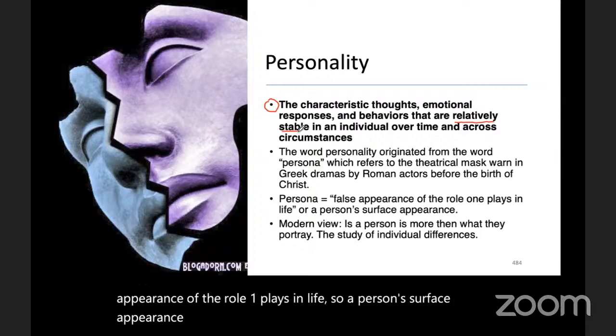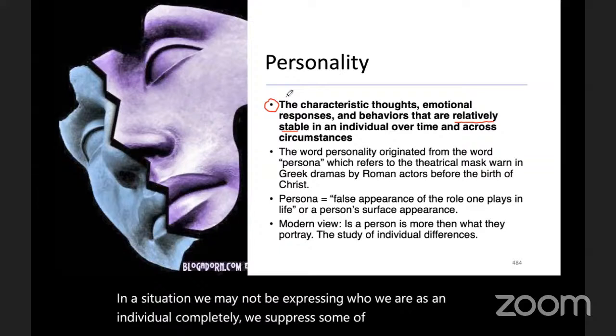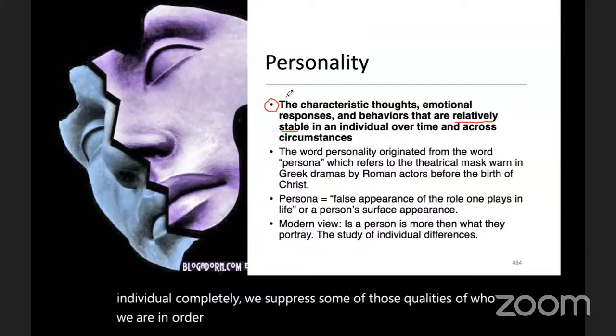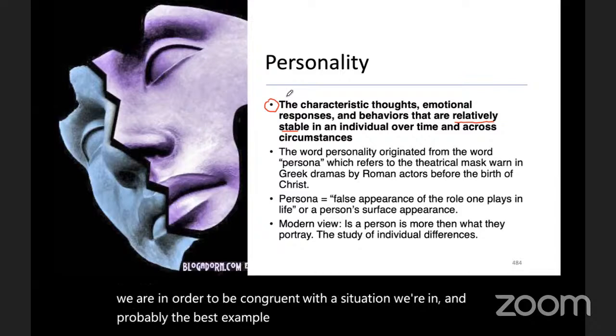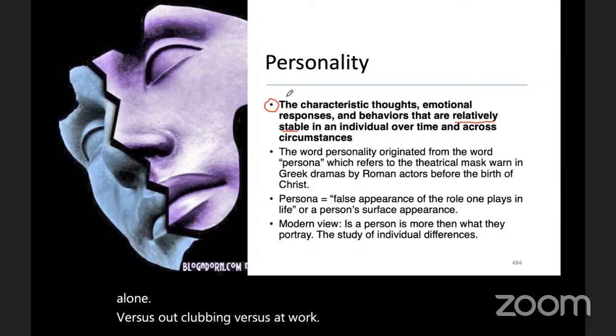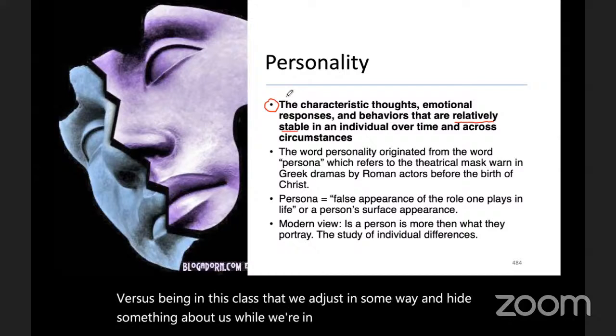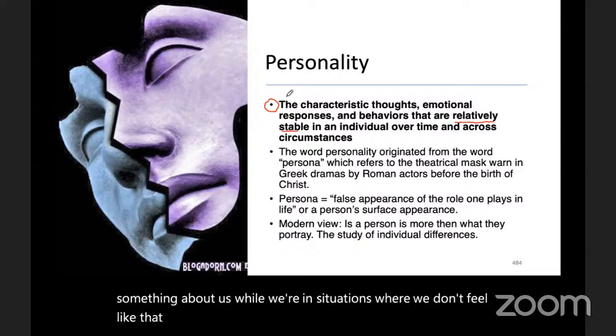Okay. Meaning that in a situation, we may not be expressing who we are as an individual completely. We suppress some of those qualities of who we are in order to be congruent with the situation we're in. And probably the best example I've provided in this class before is, I would be willing to bet you act differently when you're home alone versus out clubbing versus at work versus being in this class. We adjust in some way and hide something about us while we're in situations where we don't feel like that would benefit us at that time.